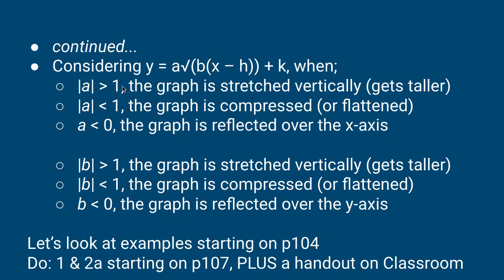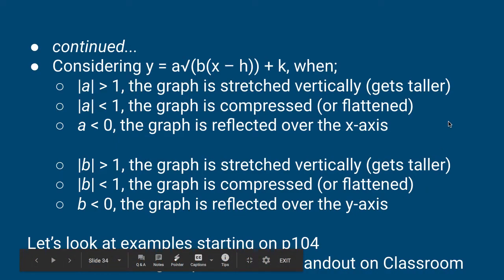When a and b are greater than 1, the graph gets taller. If it's less than 0, then we have reflections. There are examples coming that will talk about that.